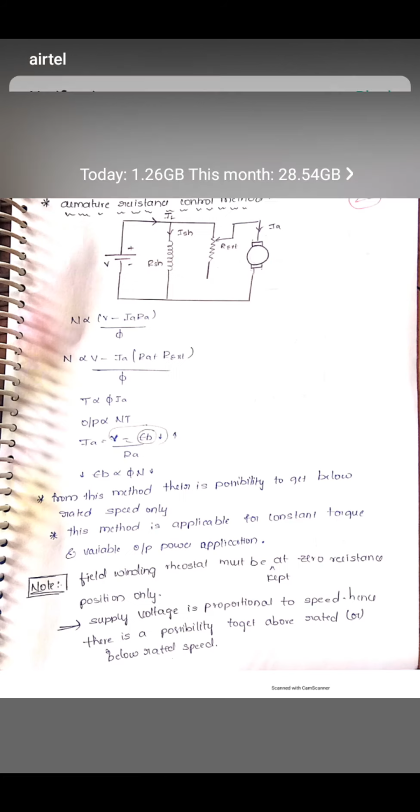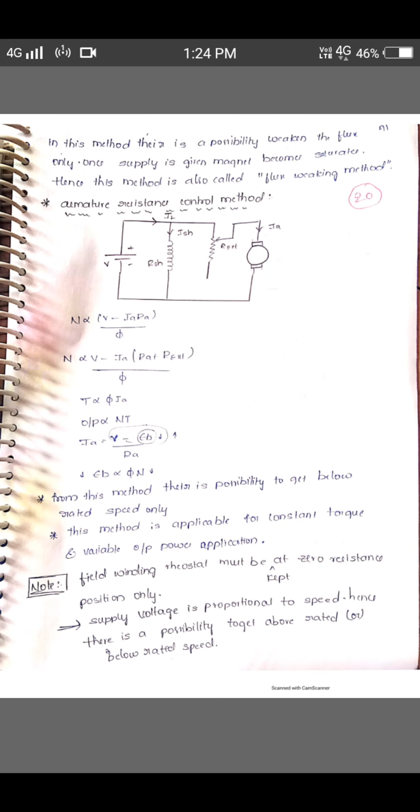Armature resistance control method. Here, only the armature resistance we vary, by connecting one rheostat in series to it. So flux is maintained constant and supply voltage is maintained constant. So φ constant, V constant. IA is also maintained constant itself. How is it maintained constant? We'll see now. So we know the expression for N is what?